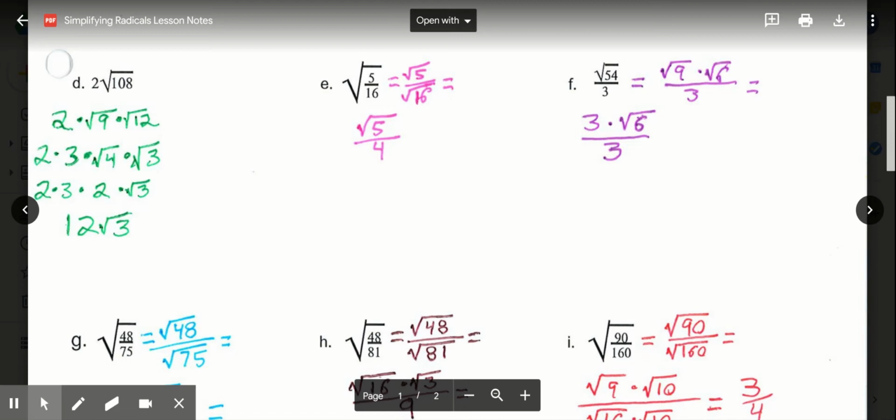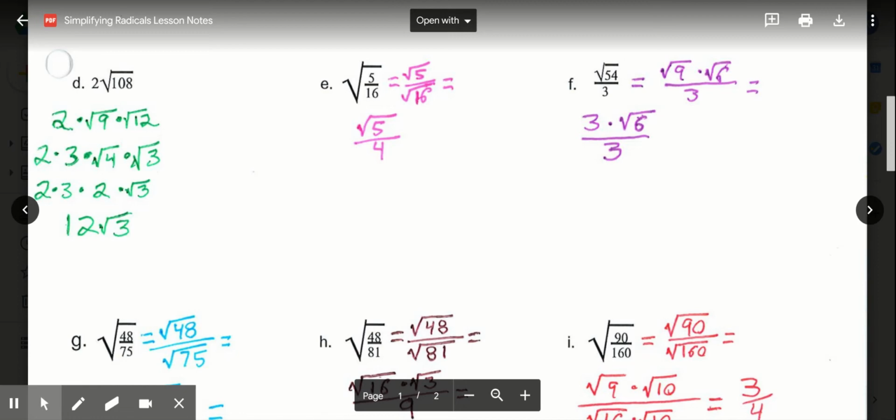So that would become 2 times the square root of 9 times the square root of 12. But the square root of 12 can be broken into the square root of 4 times the square root of 3. So the square root of 4 is 2. So our problem actually becomes 2 times 3 times 2 times the square root of 3, or 12 square roots of 3.